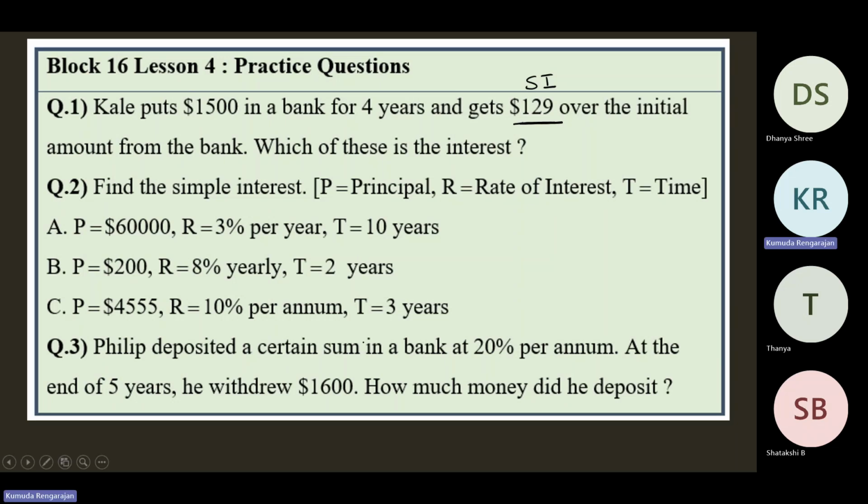Next one. Oh, I think we're given everything. You just have to use the formula. Principal, rate, time. Okay, this is a direct question. You just have to use a formula to find the simple interest. SI is equal to PTR by 100. Principal into time into rate by 100, and calculate.